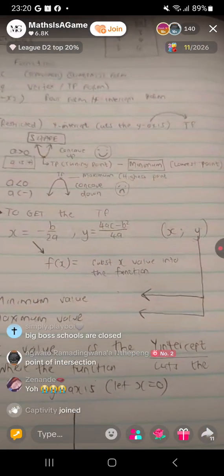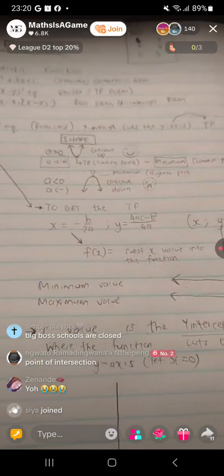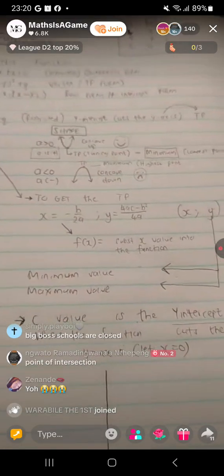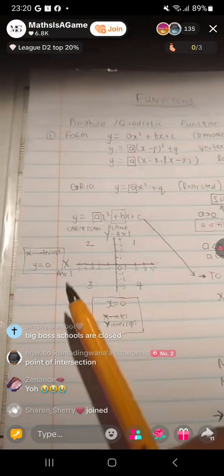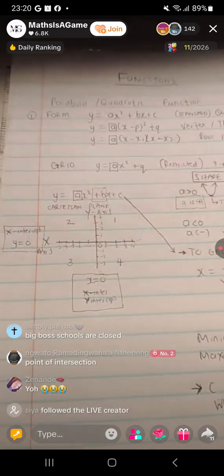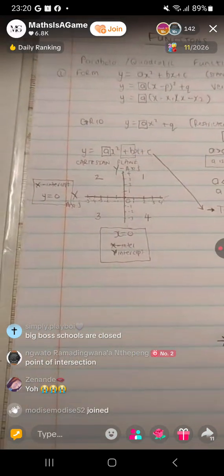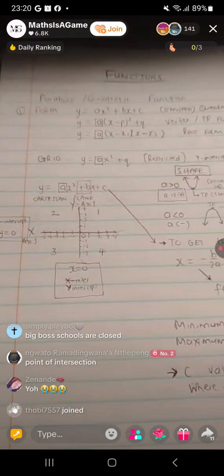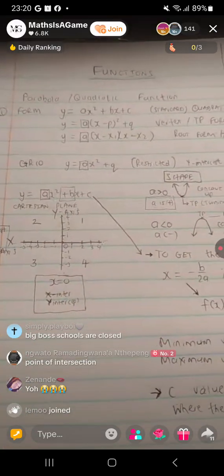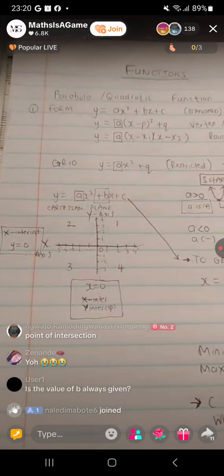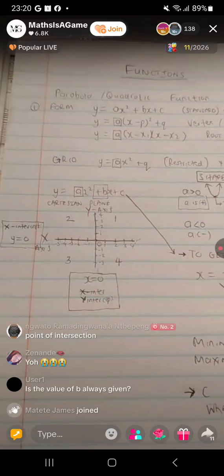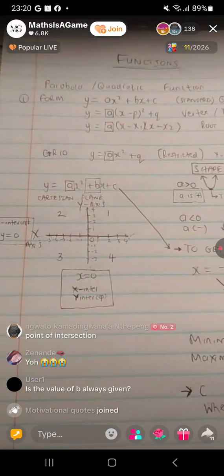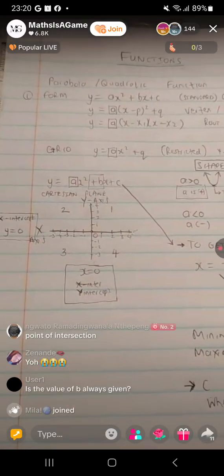Okay, Guato is saying point of intersection. We will get to that, but remember, I'm still talking about the individual function in and of itself, not necessarily other things, because point of intersection has to do with when you have other functions.